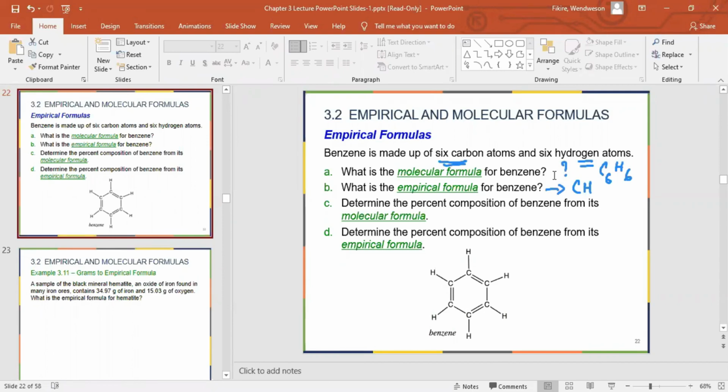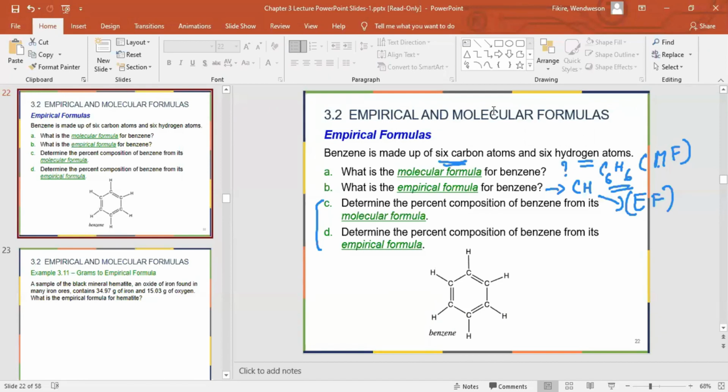Determine the percent composition of benzene from its molecular formula. Determine the percent composition of benzene from its empirical formula. I'll give you each 2 or 3 minutes. I want you to determine the percent composition of benzene from its molecular formula. This is MF, molecular formula. This is EF, empirical formula.